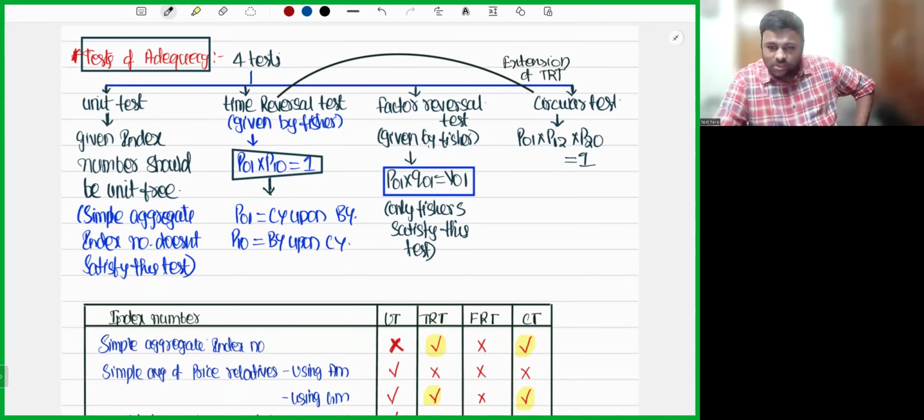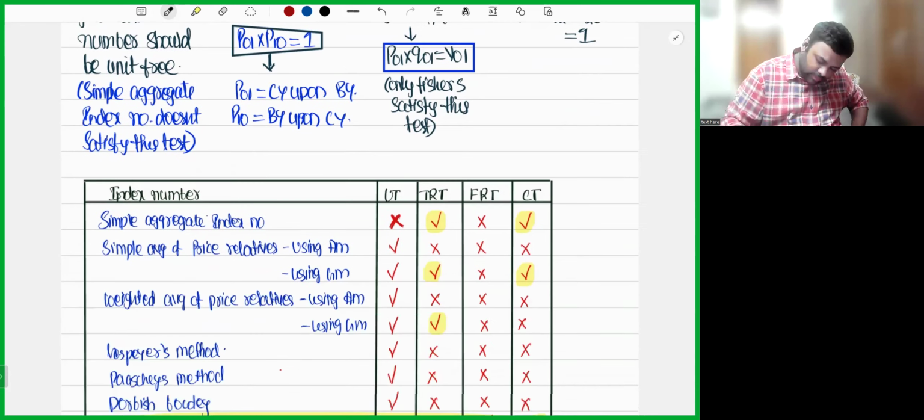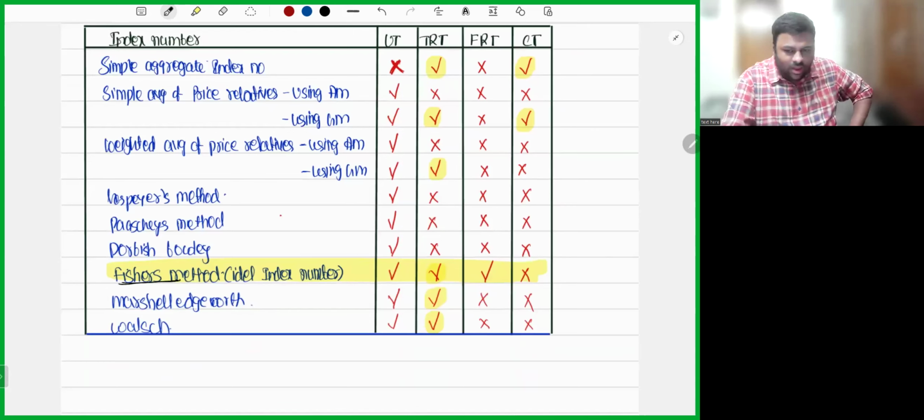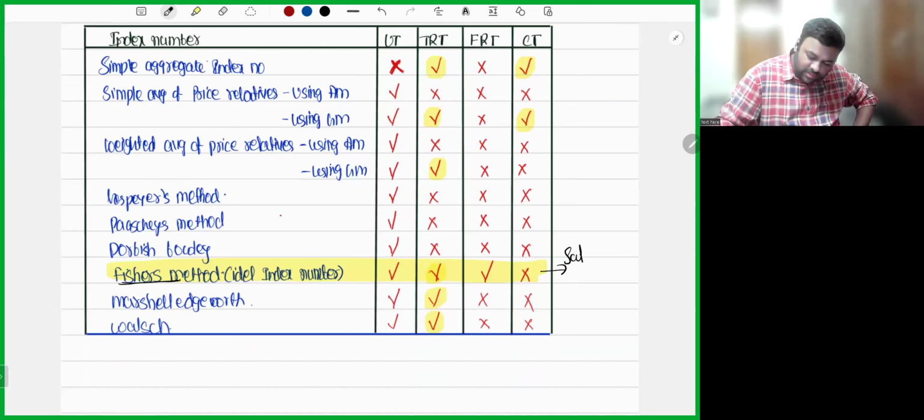Now, we have so many index numbers, right? Which index number is the best among all these? Basically, they say that Fisher index number is the ideal index number. Why is it the ideal index number? Because it satisfies three tests of adequacy.